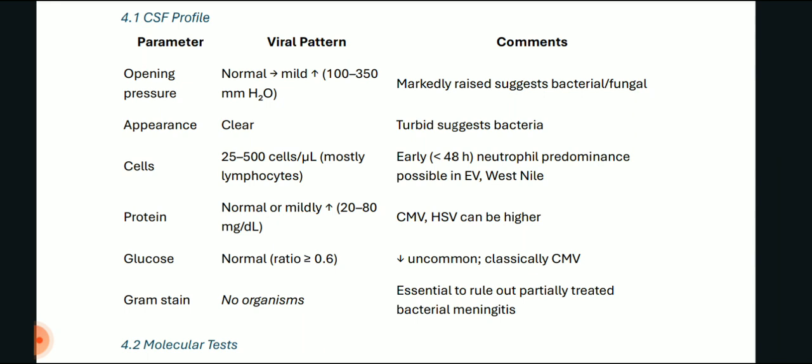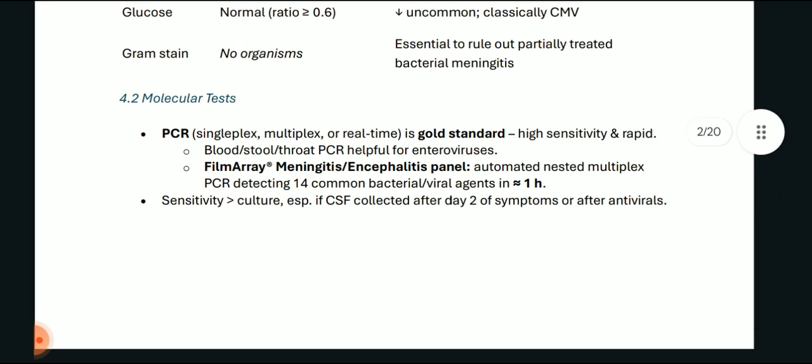Proteins are normal or mildly increased, like 20 to 80 mg per dL. In CMV and HSV cases it can be higher. Glucose is normal, with a ratio more than 0.6. Decrease is uncommon, classically seen in CMV. And about Gram stain, no organisms will be stained but we have to do Gram staining still to rule out partially treated bacterial meningitis. Now about the molecular test, PCR, singleplex, multiplex or real-time PCR, is the gold standard.